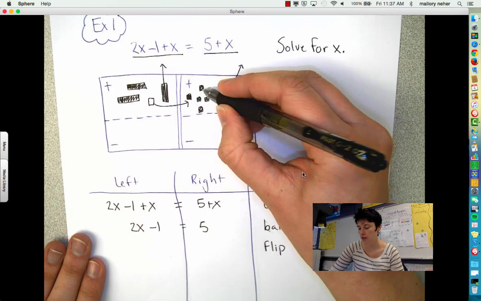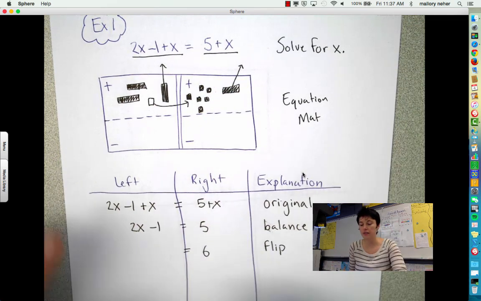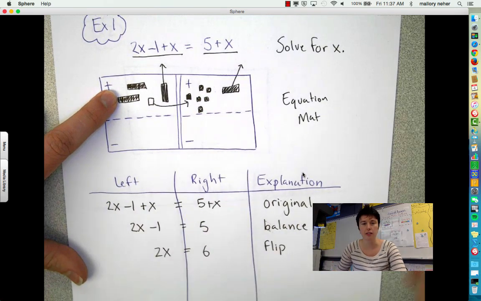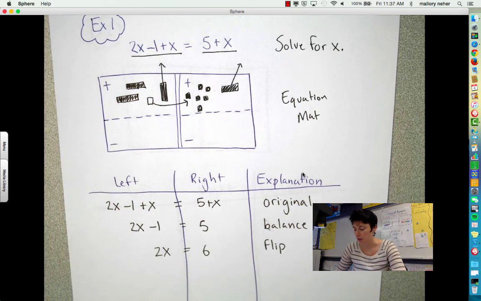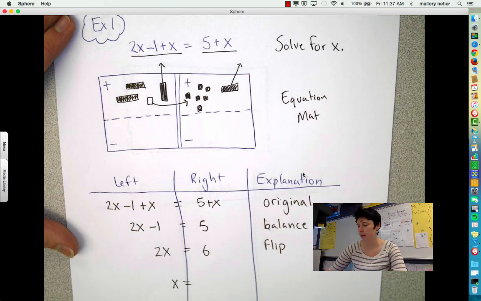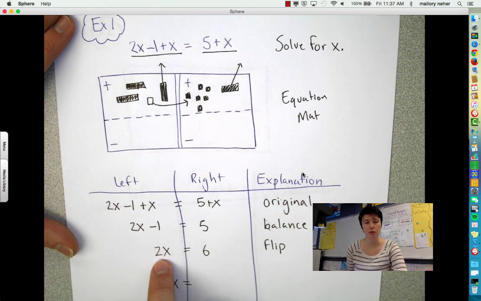Now I have 1, 2, 3, 4, 5, 6 units on the right. And on the left, I still have 2 x's. 2x equals 6. So I'm almost done. The next thing I need to do is, I really want to know at the very end, what does x equal? Remember, that was our question, solve for x. So we're close. We know 2x's equals 6.